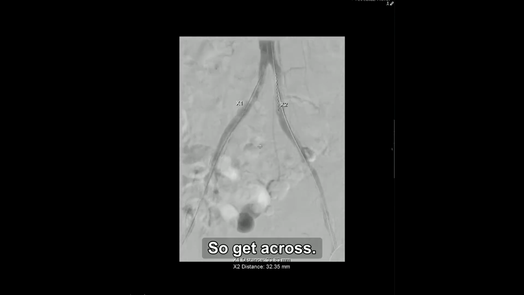So get across, and these things are balloon mounted stents. Before, with that superior stent, it's a stent that's inside like a sheath, and then as you pull the sheath back, it unravels and forms its shape. That's called a self-expandable metal stent. These stents are crimped down onto a balloon. When you inflate the balloon, they assume their normal size, and then when you deflate the balloon, they're stuck onto the vessel and they're open. So that's what these are.